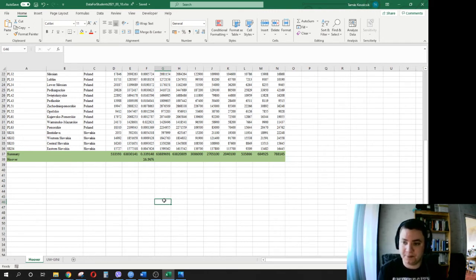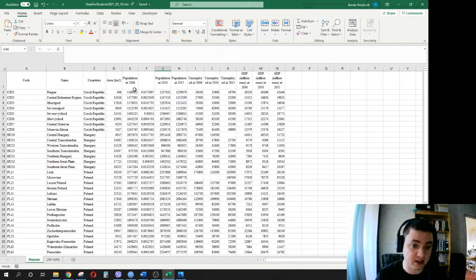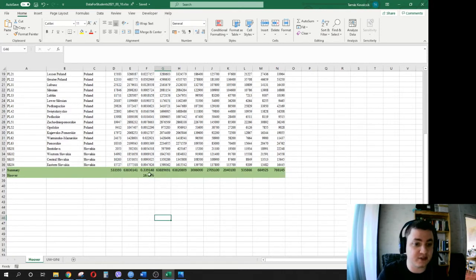So this means we have almost 17 percent for the Hoover index for the population density at 2006. This means that we have to move almost 17 percent of the population to other spatial units for an area proportion distribution.